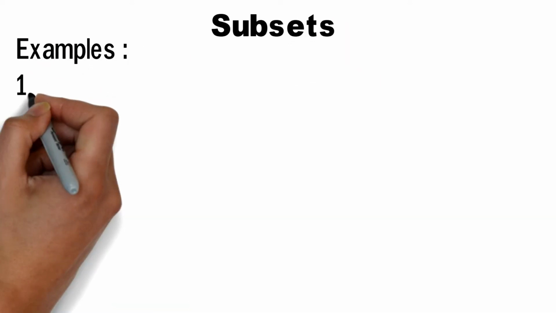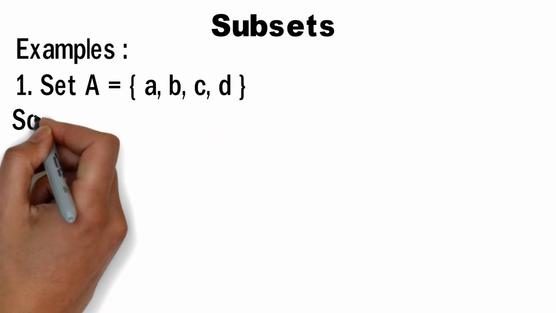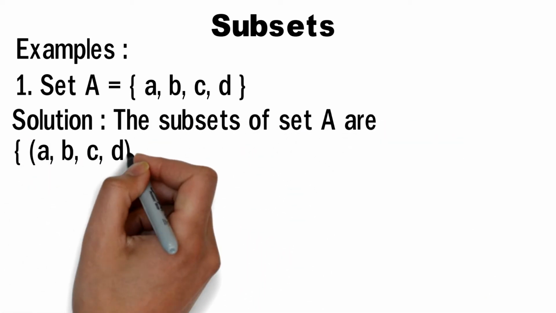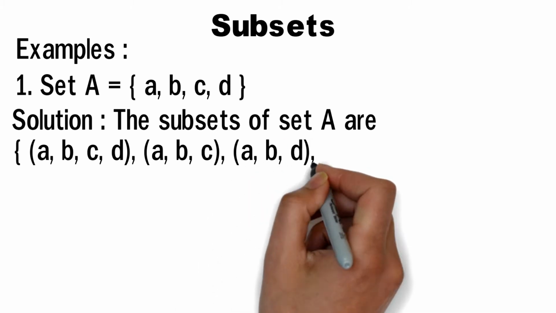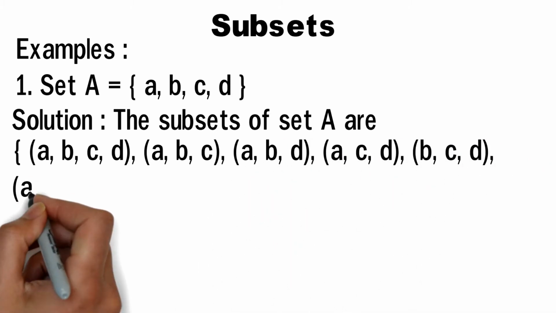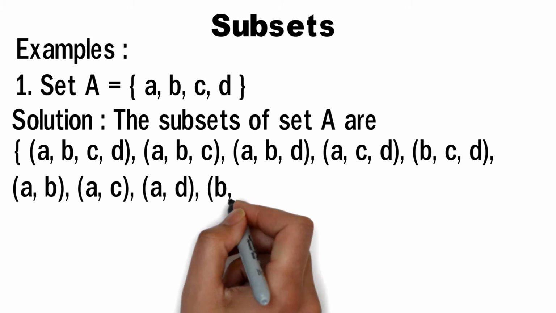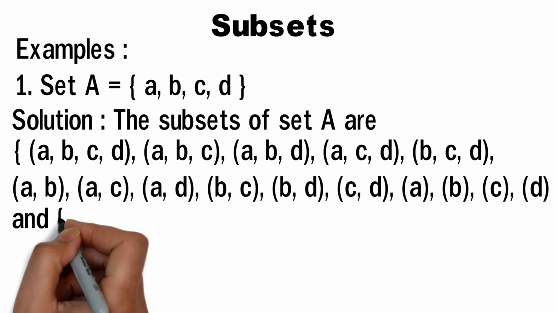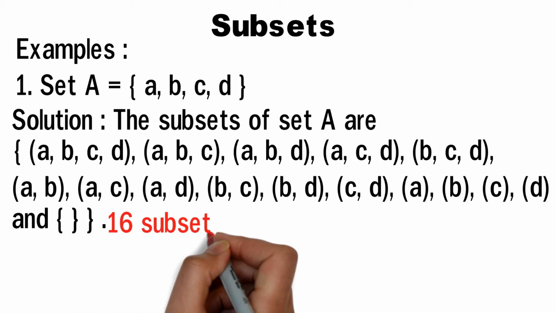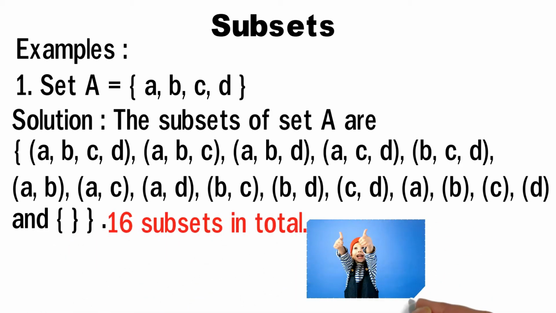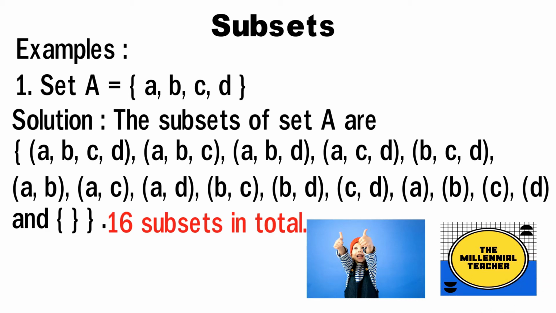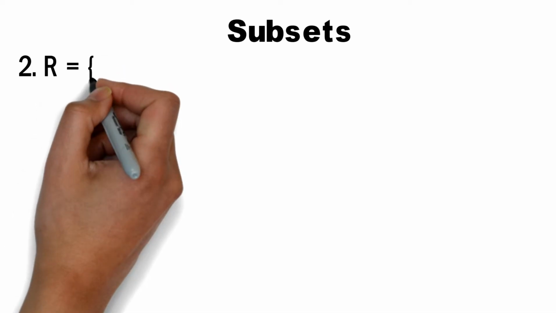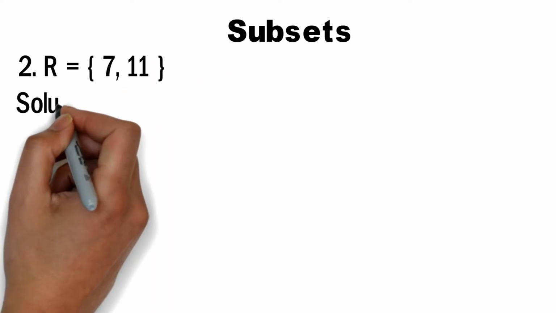Examples: set A is composed of elements A, B, C, D. Solution: the subsets of set A are {A, B, C, D}, {A, B, C}, {A, B, D}, {A, C, D}, {B, C, D}, {A, B}, {A, C}, {A, D}, {B, C}, {B, D}, {C, D}, {A}, {B}, {C}, {D}, and null set, which composed of 16 subsets.